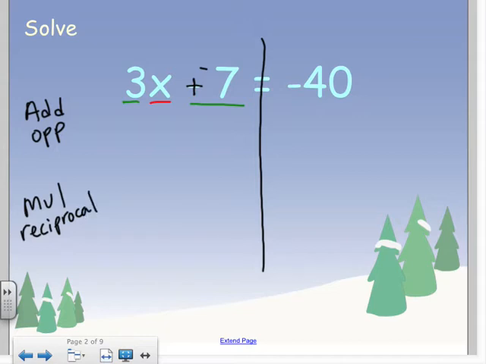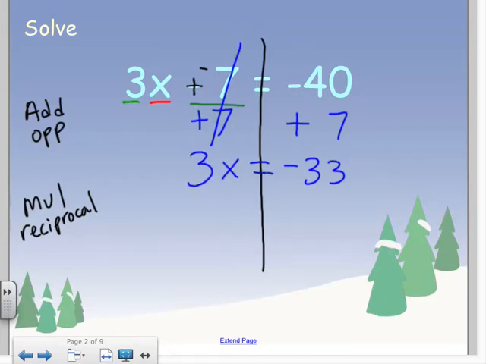You're adding the opposite of the addend, which in this case is -7, so I'm going to add 7 to both sides. So -7 plus 7 is 0, and that cancels out. Don't forget to do the same thing to the other side. So over here I have -40 plus 7. The negative's bigger. It's bigger by 33. And on the left side, I still have 3x left over. Okay? So that's step 1 completed.